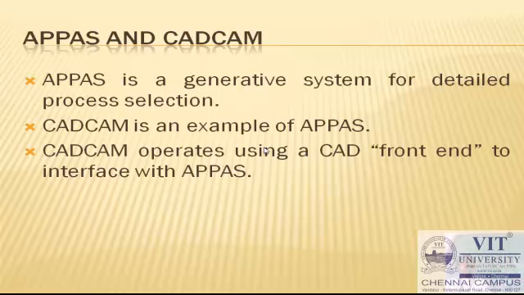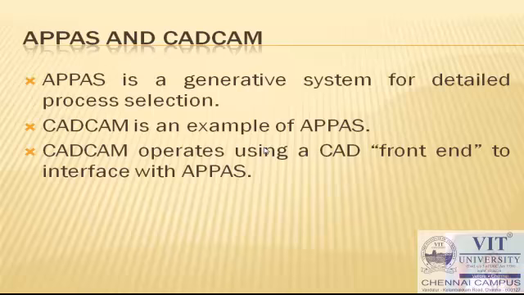So next one is CAPP and AutoPlan. So this system is a generative process planning. It is not a variant process planning. So a detailed process plan will be generated by using this process planning software.